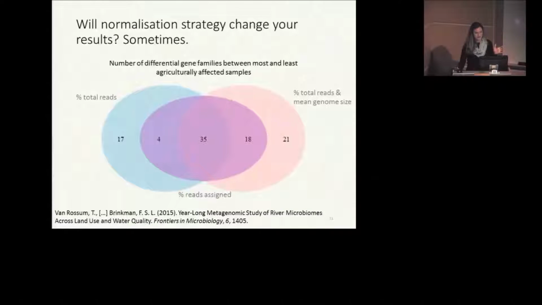So will normalization strategy change your results? Sometimes. In my experience, it has. So we looked at these samples that were collected upstream and downstream of agricultural activity, and we compared those samples that were most agriculturally affected versus those that were less agriculturally affected. And we found that depending on the normalization strategy we used, we got different gene families being differentially abundant.